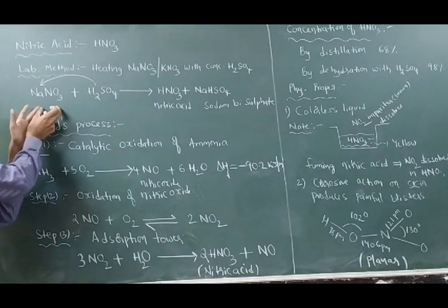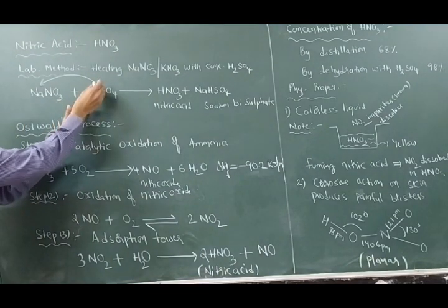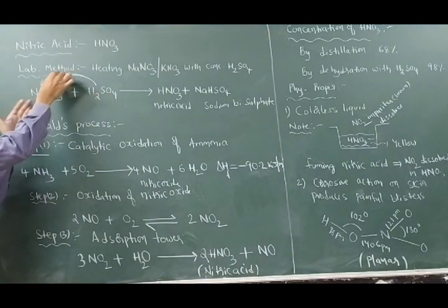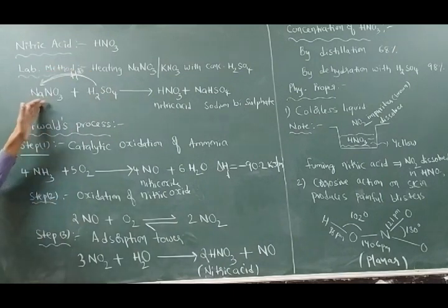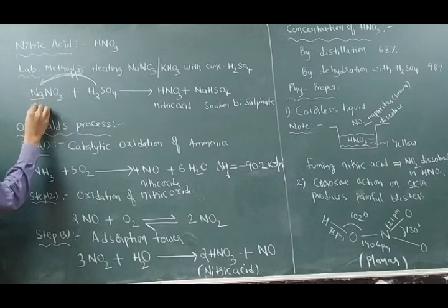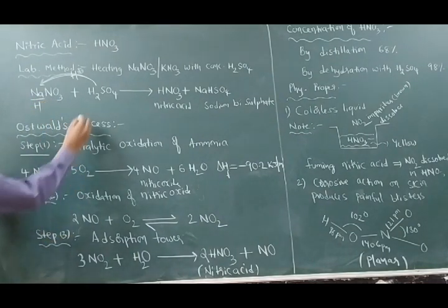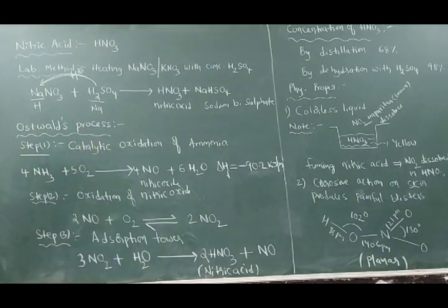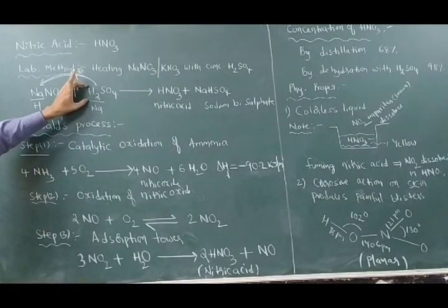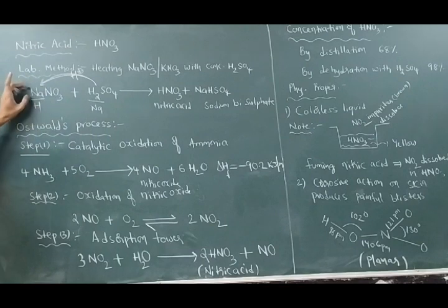Take NaNO3, take H2SO4. From this, you add H plus to this one. Definitely we get what here? In the place of this one, we get HNO3. In the place of what we get here? Sodium actually. So in this way, we can easily remember the reaction. In the place of hydrogen, we get sodium. In the place of sodium, we get the hydrogen here.